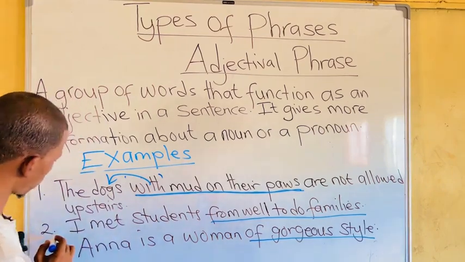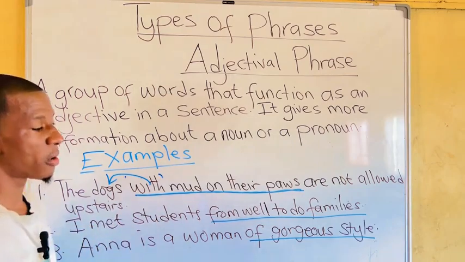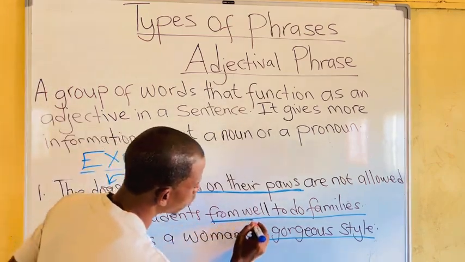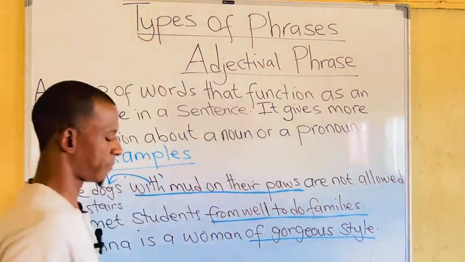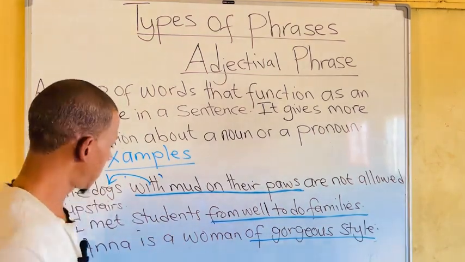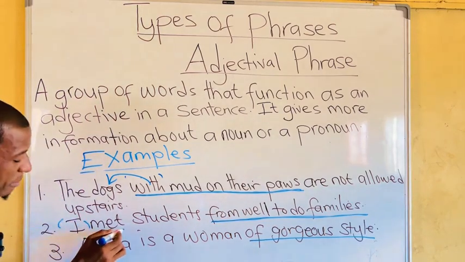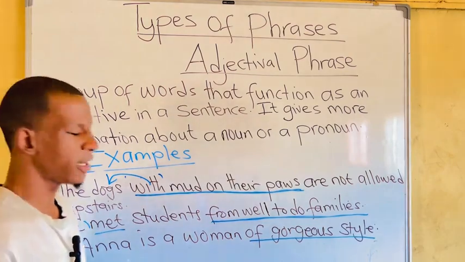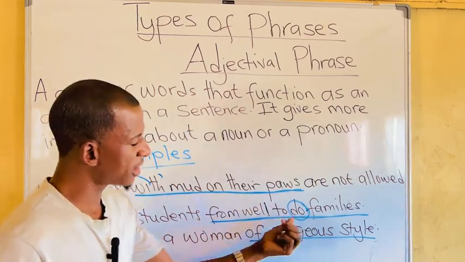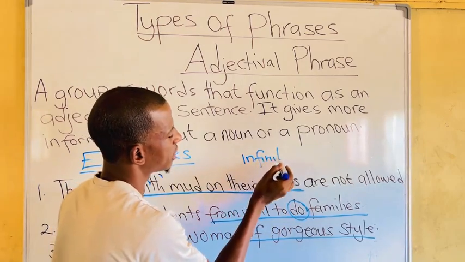Now, the second example here is, I met students from well-to-do families. The words on the line are these: well-to-do families. We do not have the subject-verb combination in the words on the line. Of course, you can see the subject here, which is I, and the verb is met. There is no verb here. Do not tell me this is a verb. This is not a verb. This is what we call infinitive.